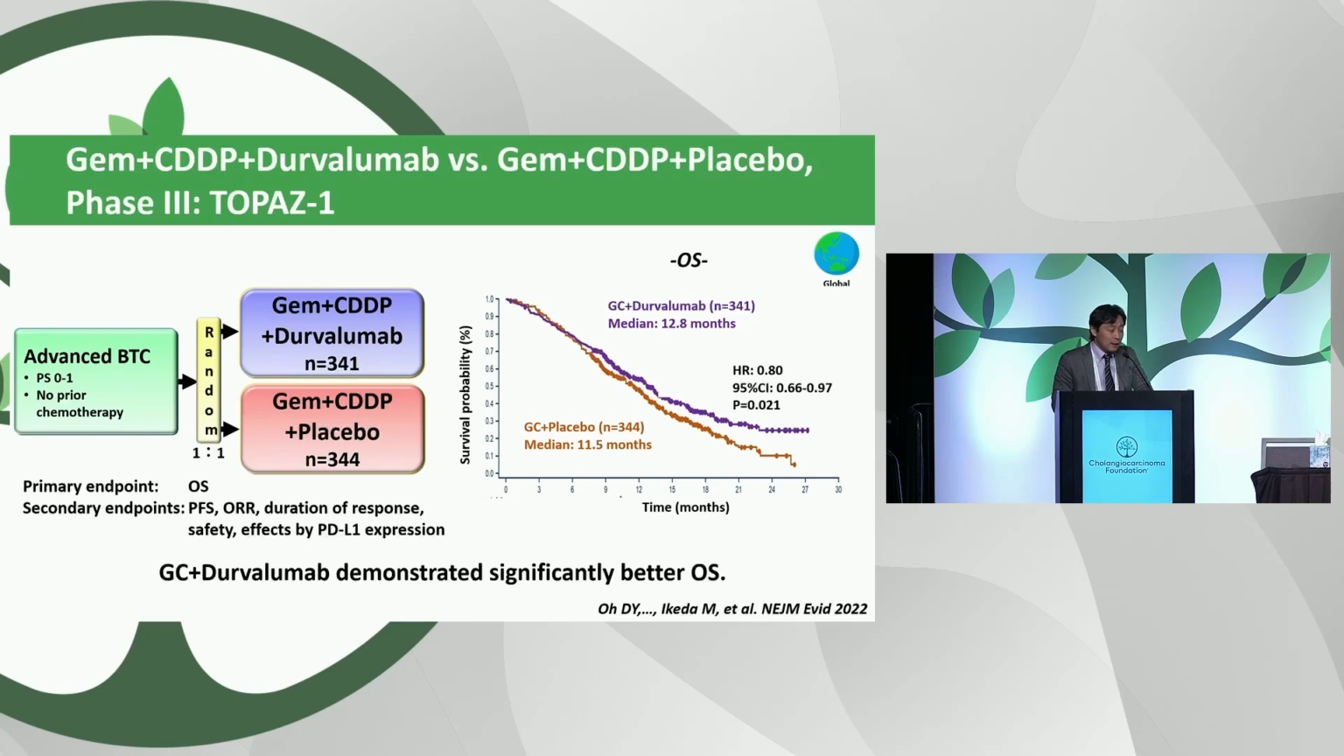Next one is the TOPAZ-1 trial. Phase 3 trial of GEM-CIS plus durvalumab versus GEM-CIS plus placebo. Median overall survival was 12.3 months in the durvalumab arm and 11.5 months in the placebo arm. Hazard ratio was 0.80. GEM-CIS plus durvalumab demonstrated a significantly better overall survival.